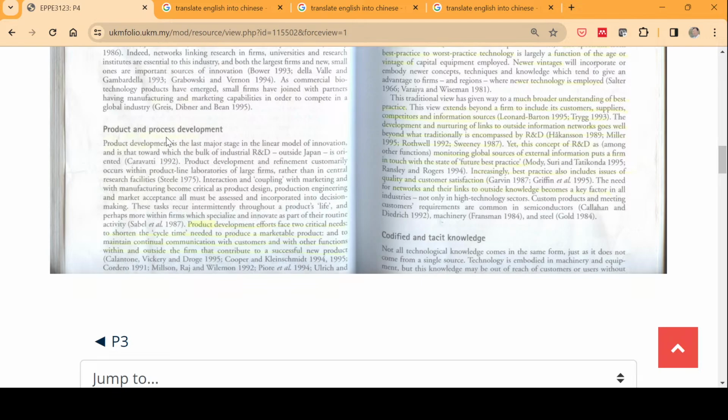Earlier today I sent a picture. Process innovation. First, I define what is innovation. Innovation is a new way of competing. New way of competing. And then, what is process innovation?